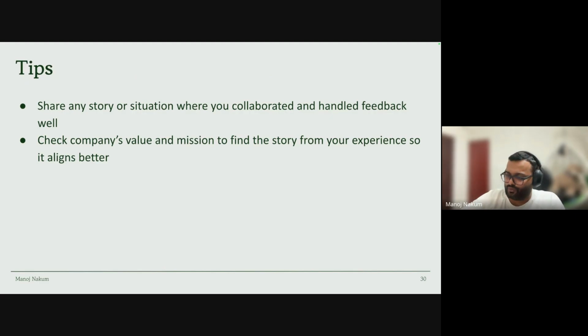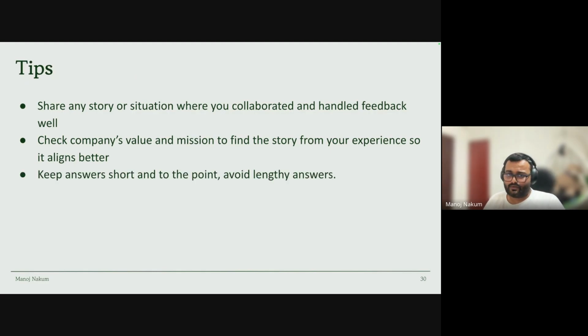Sometimes they will ask, you want to join us, tell me which of our values you would like to adopt. On that, you really need to know about the company's design, mission, and values. For that, you need to visit their website. So check their values and mission on their website before you go to this kind of round.